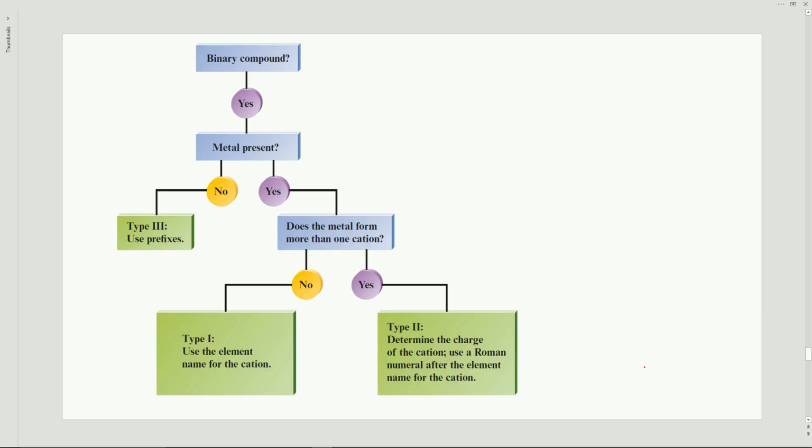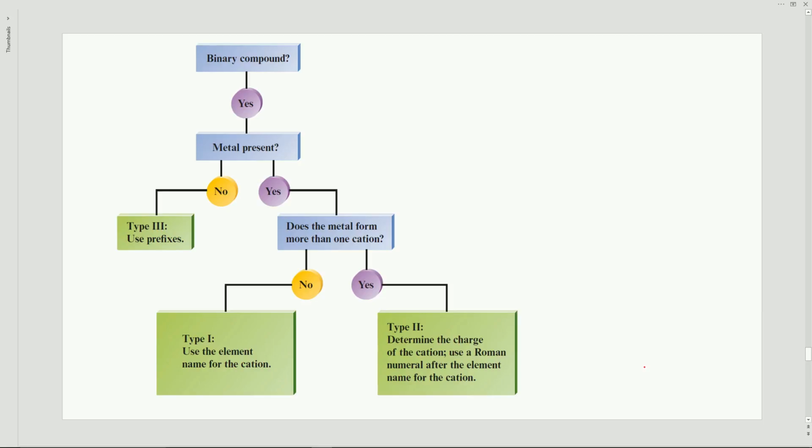Alright, so the next slide shows a flowchart on how to name things, okay? So you need to look at the compound and say, is it a binary compound or not? So a binary compound, remember, is composed of 2 different elements. So you say yes, right? Is there a metal present? No, it's type 3, so you use prefixes.